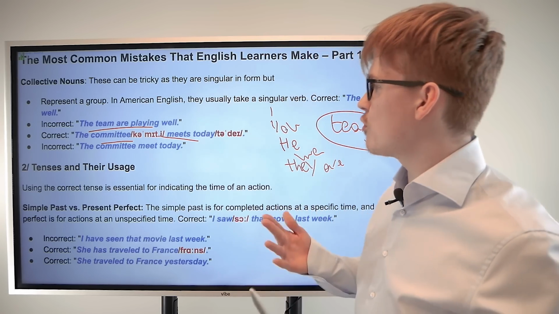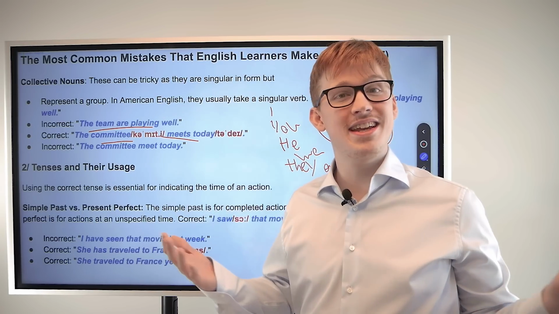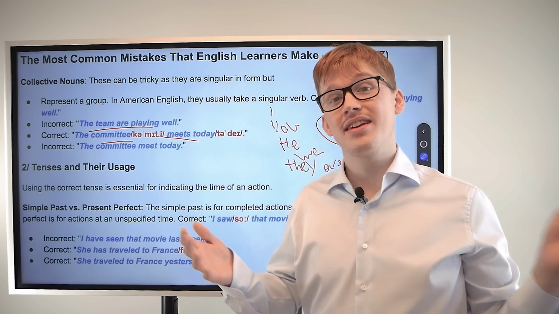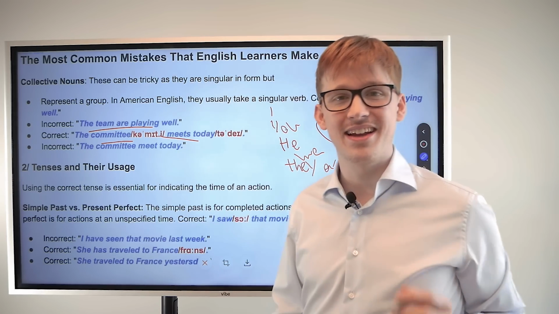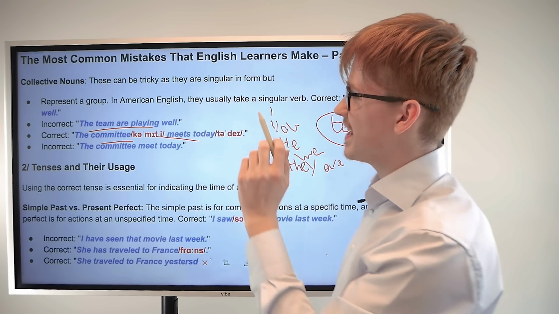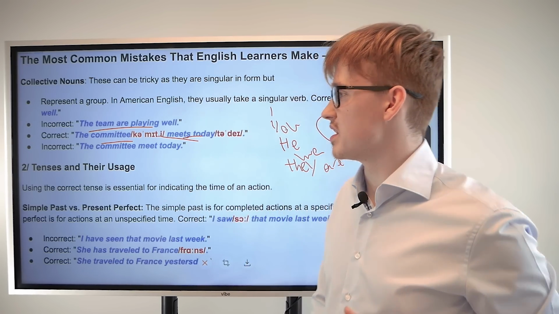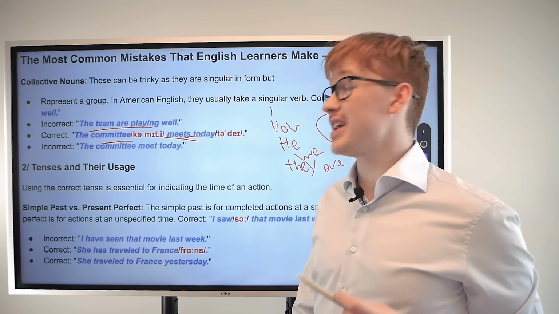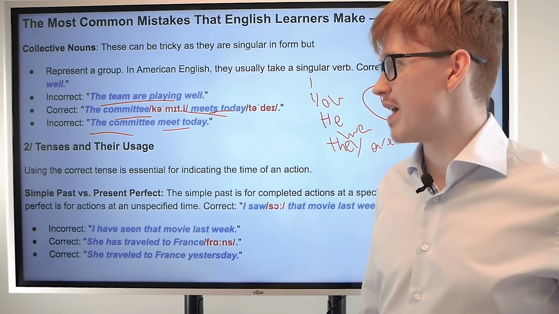So which pronoun would you say that the committee is here? Is it he, she, it? Is it they? Yes, we're saying it as an it, right? It's one singular thing, one noun. So the committee meets today. You're going to add that S as we just talked about in the previous one. Which one is incorrect? Let's have a look. So yeah, the committee meet today would be incorrect.